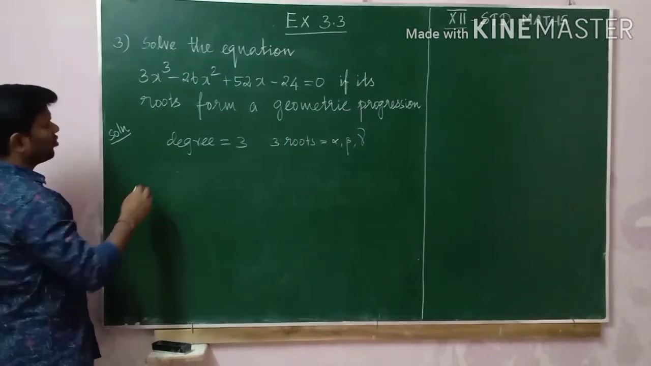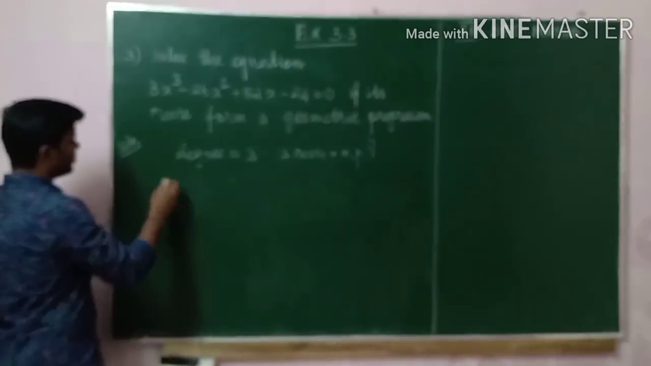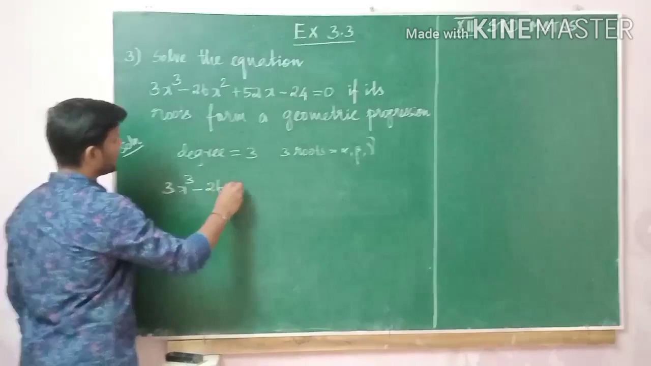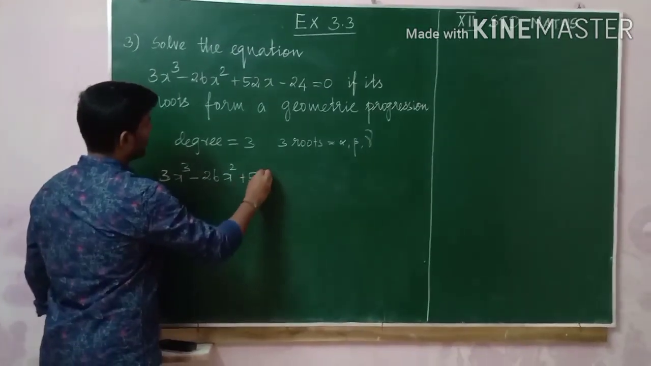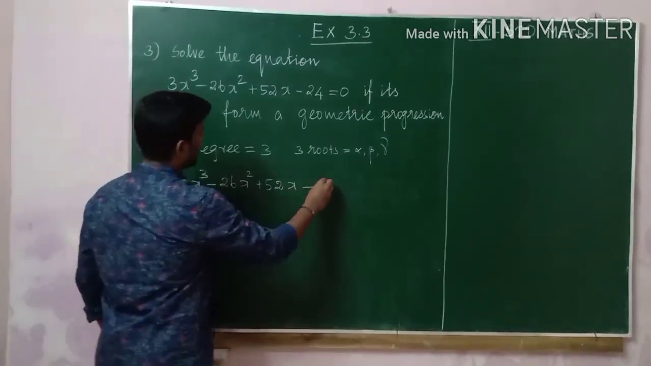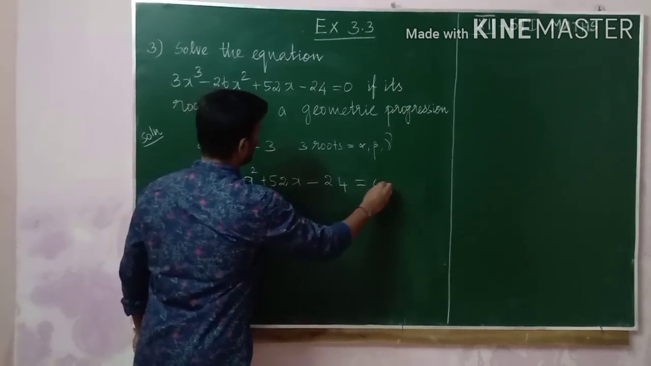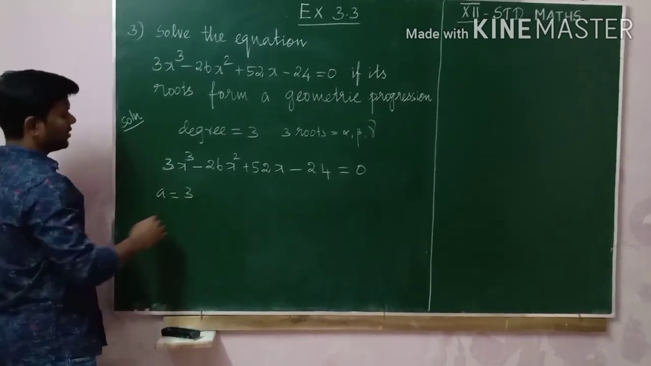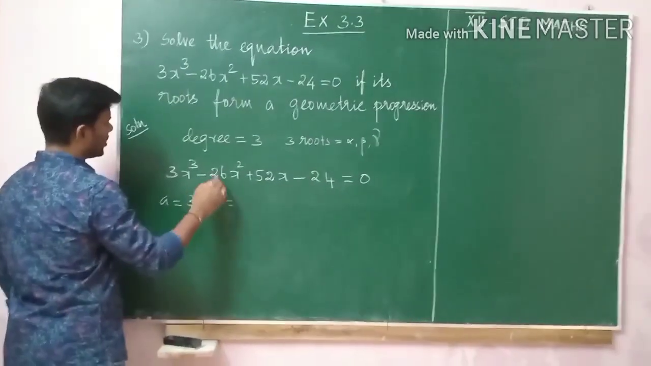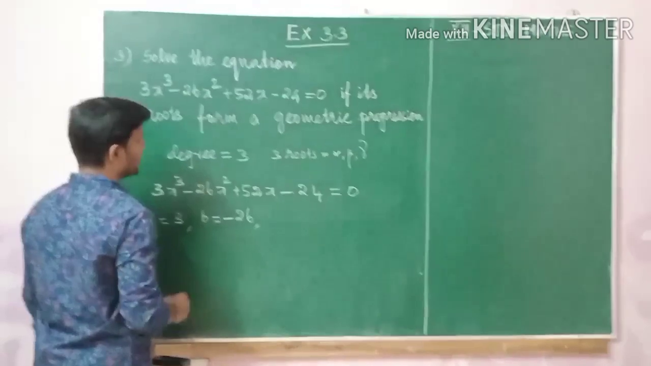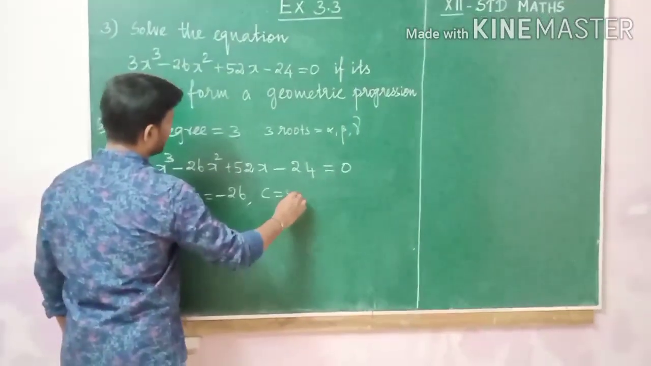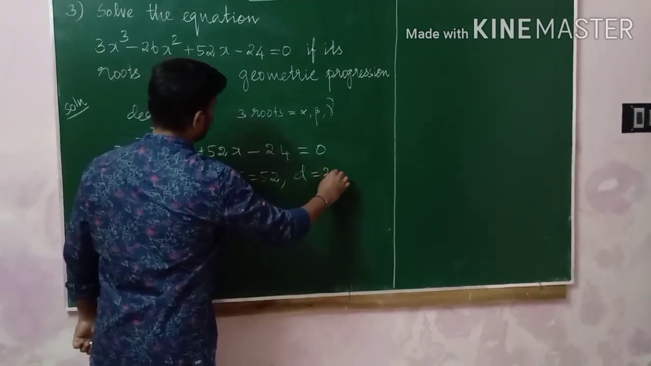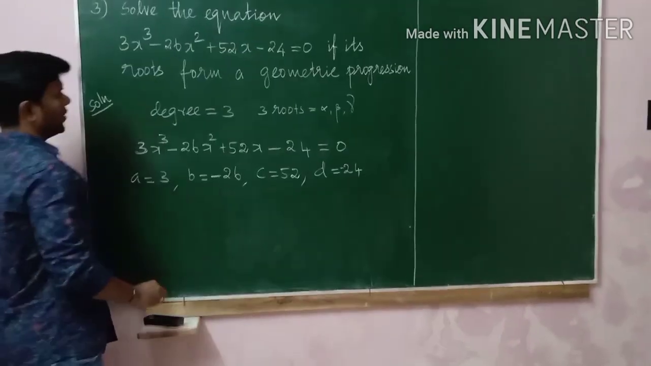First, what is the given cubic equation? 3x cubed minus 26x square plus 52x minus 24 equal to 0. The coefficient of x cube is A, so we will take 3. B, the coefficient of x square, is minus 26. C, the coefficient of x, is 52. And D is the constant term, so D is equal to minus 24.